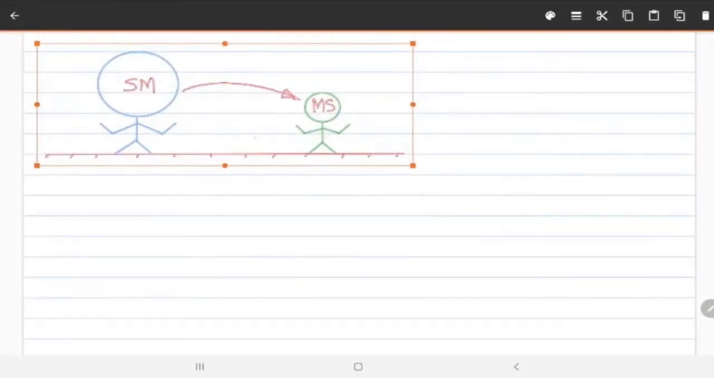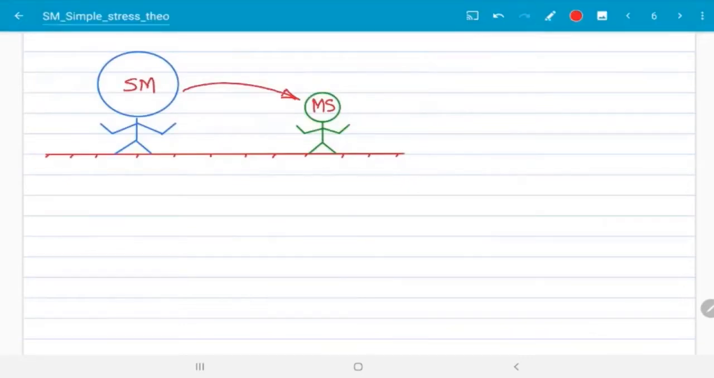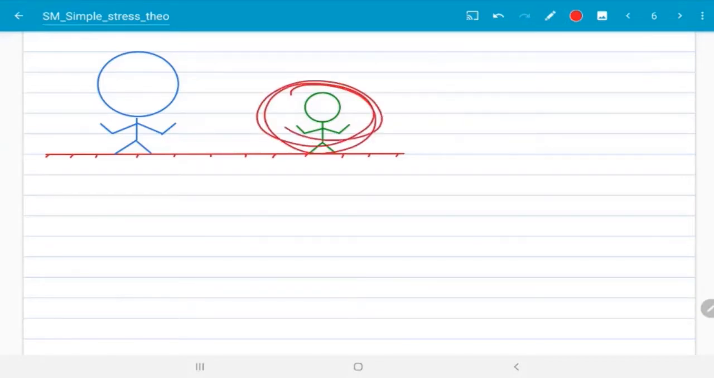All of you note this discussion carefully. There are two persons standing on the floor. This person is a fifth standard person. He is studying in the fifth standard. Small boy. Let us say his name is Mahendra Singh.